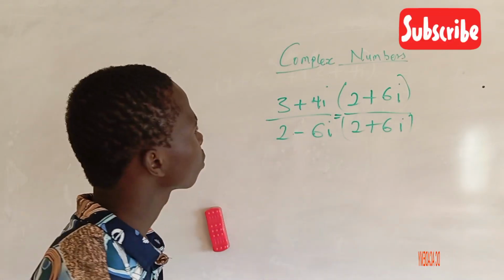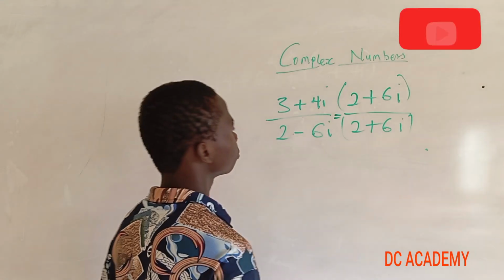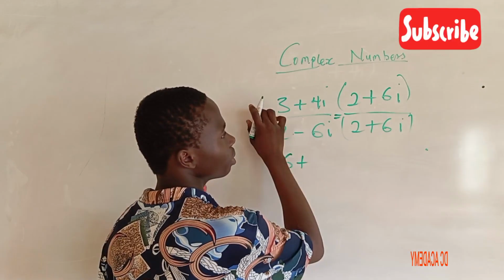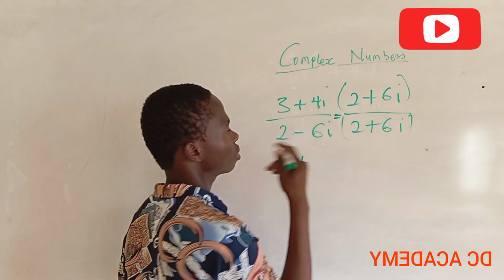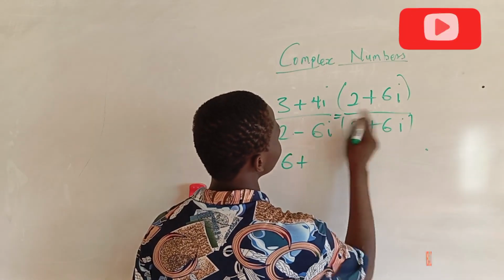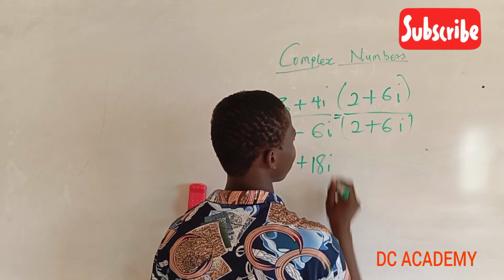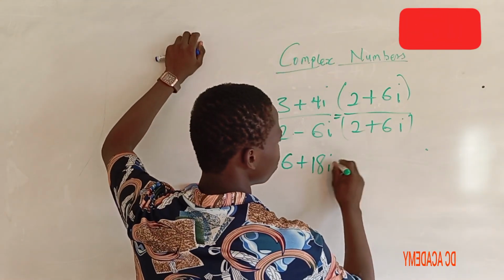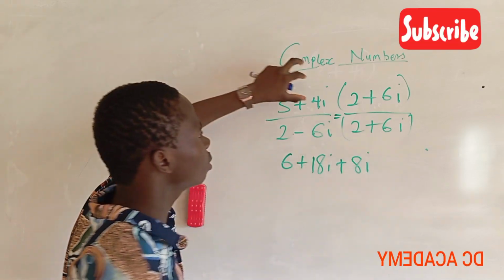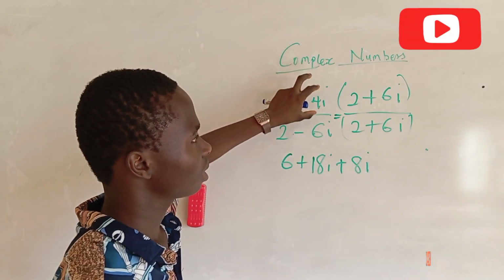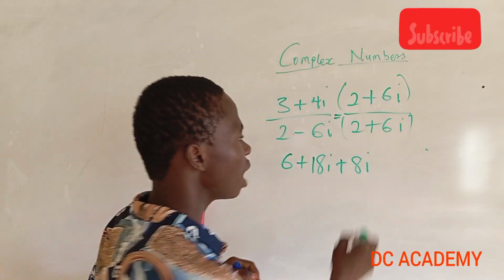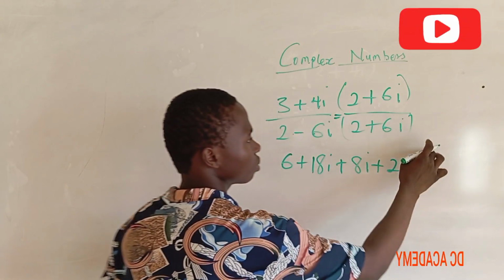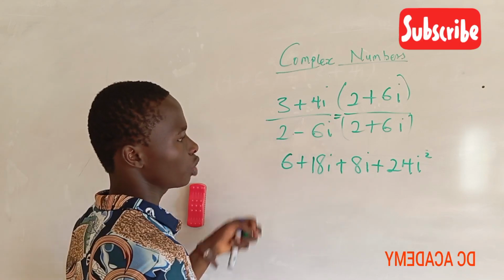Now at this point, 3 times 2 is 6, plus 3 times plus 6i is what? Plus 18i. And plus 4i times 2 is what? Plus 8i. And 4i times 6i, we now have this to be what? Plus 24i squared. This is what we have here for the numerator.